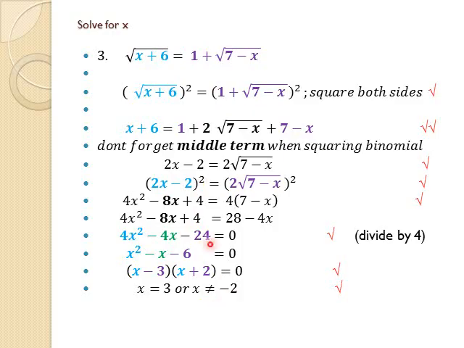If I use negative 2, negative 2 plus 6 would give me 4. Square root of 4 would give me 2. Then 7 plus 2 would give me 9. Square root of 9 is 3. 3 plus 1 would give me 4. But on the other side here I have 2. So the answers are not the same, therefore x cannot equal negative 2.